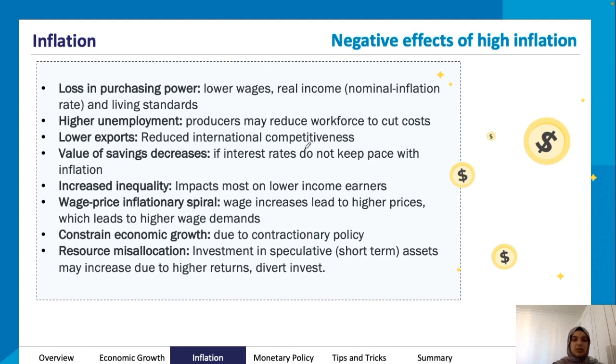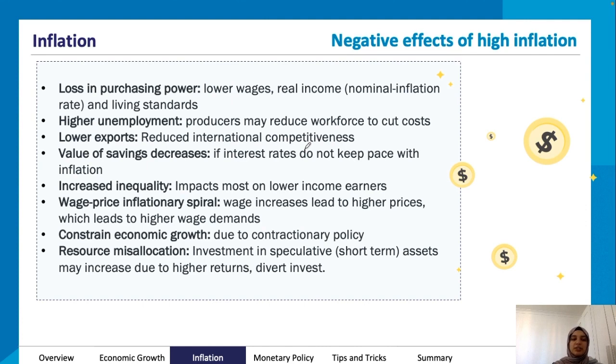Higher unemployment, so producers may reduce the workforce to cut costs, right? So higher unemployment may occur. Lower exports, so reduced international competitiveness can be a negative impact of high inflation. Value of savings decreases as well. So if interest rates do not keep pace with the inflation, then we see the value of savings decreasing. Increased inequality, so impacts most on lower income earners.